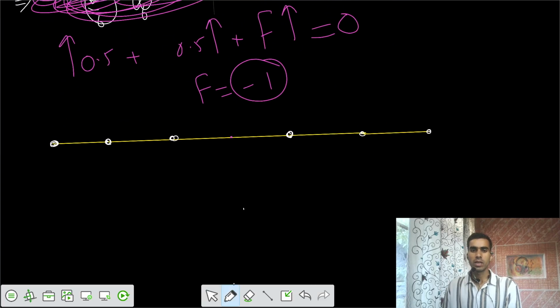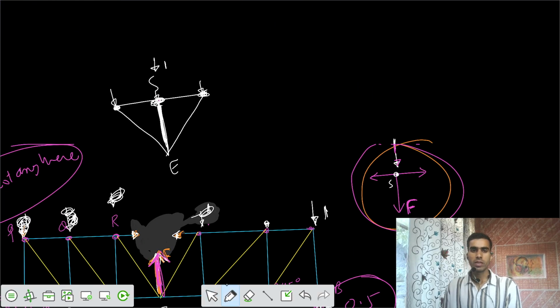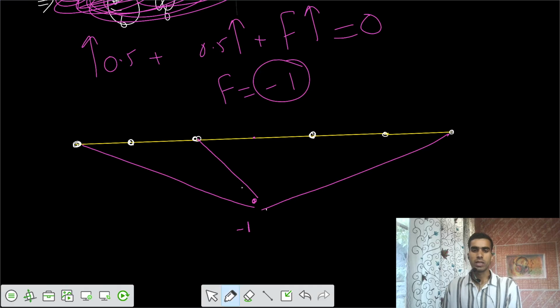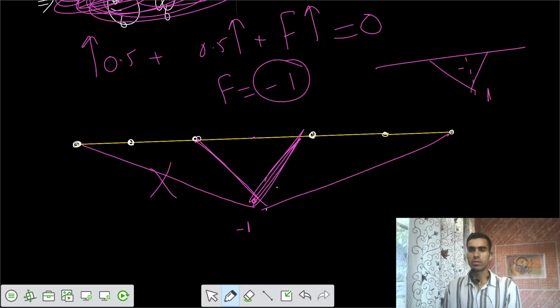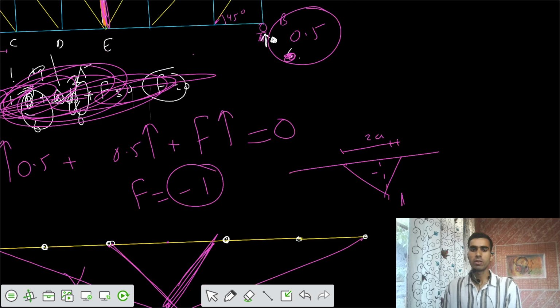So at this joint, F equals -1. Then we have to join those critical points. This is not the diagram, because our member was this one, and we have to see the triangle. These three joints are the critical points in the ILD, so we have to join by this one. This is your ILD, with ordinate 1 and -1, and this length equals 2a. So this is your ILD for member SE.